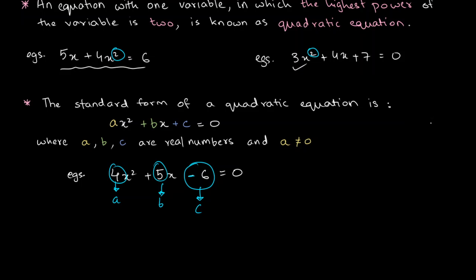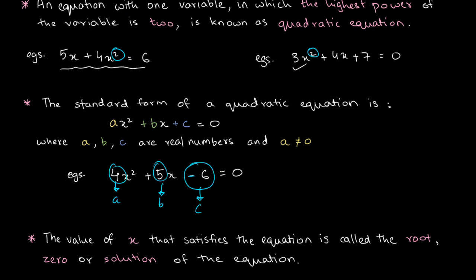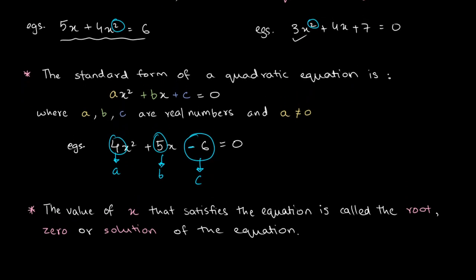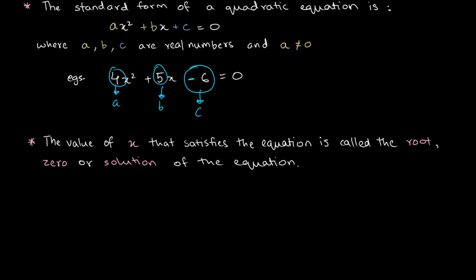So now, what do we do with these equations actually? Why do we even have these equations? The idea is, given any such equation, I can solve it and find the value of x which satisfies the equation. The value of x such that it satisfies the equation is called the root or the solution of the equation. Mostly we'll be using the words root or solution.